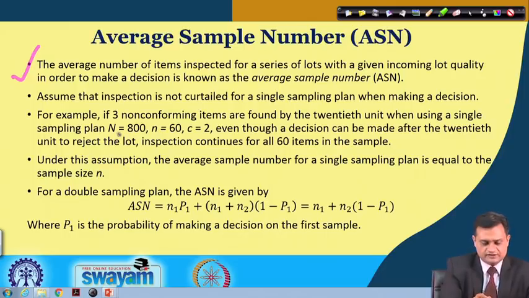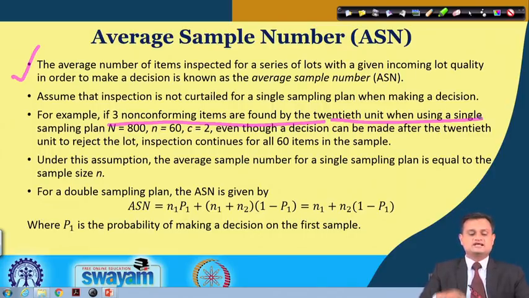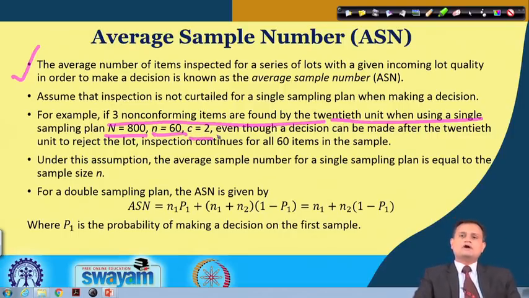Suppose I have 3 non-conforming items found by the 20th unit when using a single sampling plan, where N is equal to 800, n is equal to 60 and c is equal to 2. What will you do?